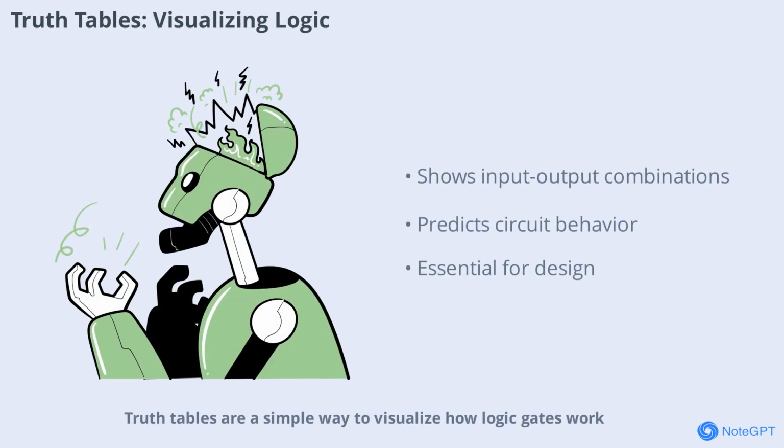Truth tables are a simple way to visualize how logic gates work. Each row shows a possible combination of inputs and the resulting output. By studying truth tables, we can predict how a circuit will behave in any situation. They're an essential tool for designing and understanding digital systems.